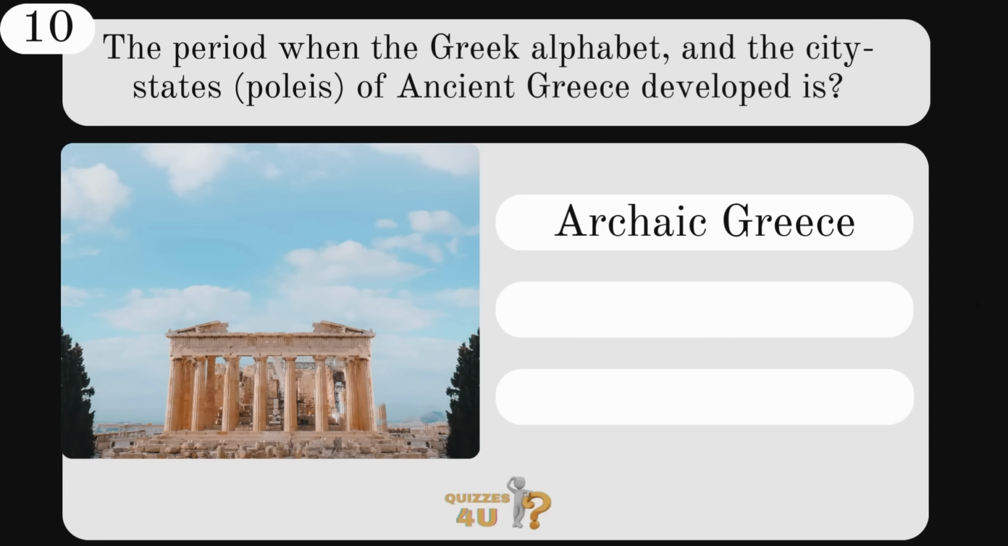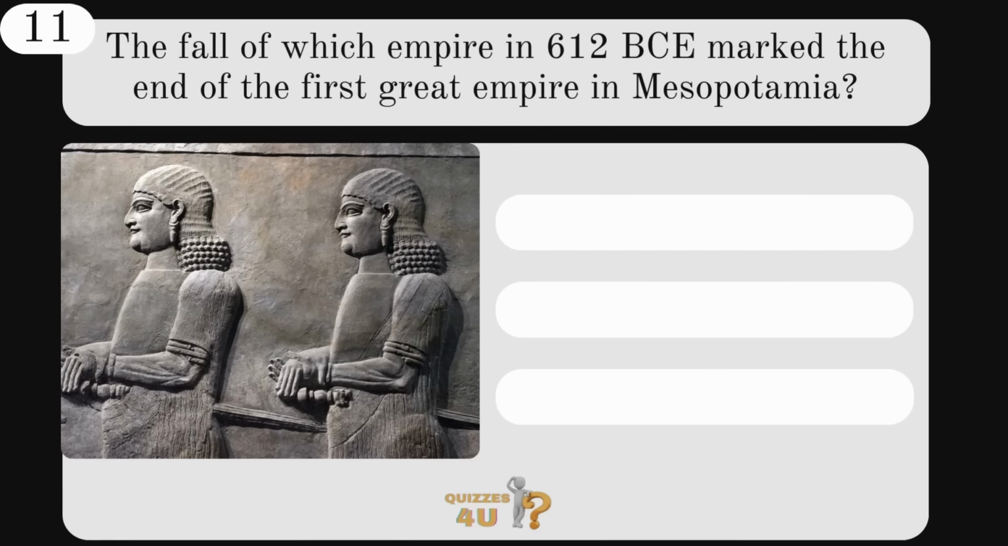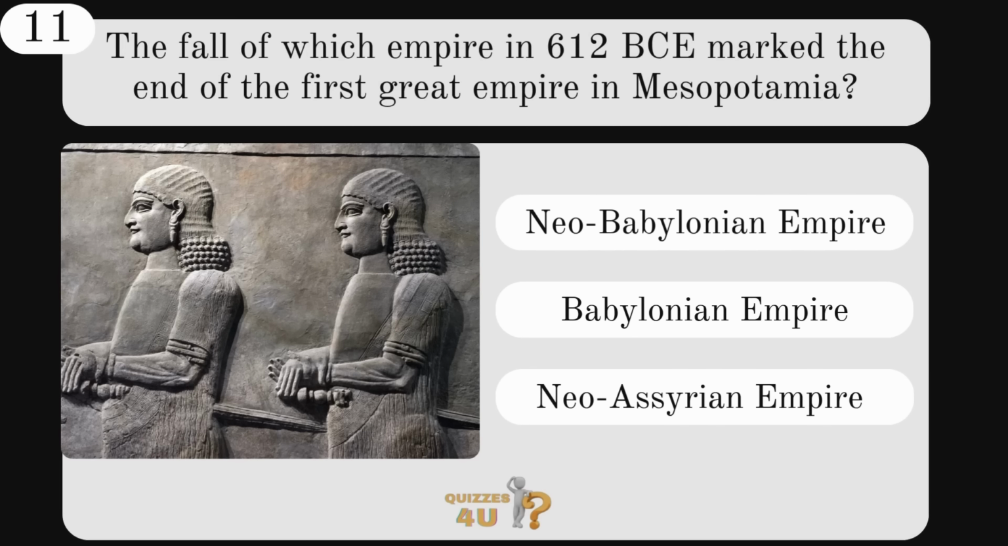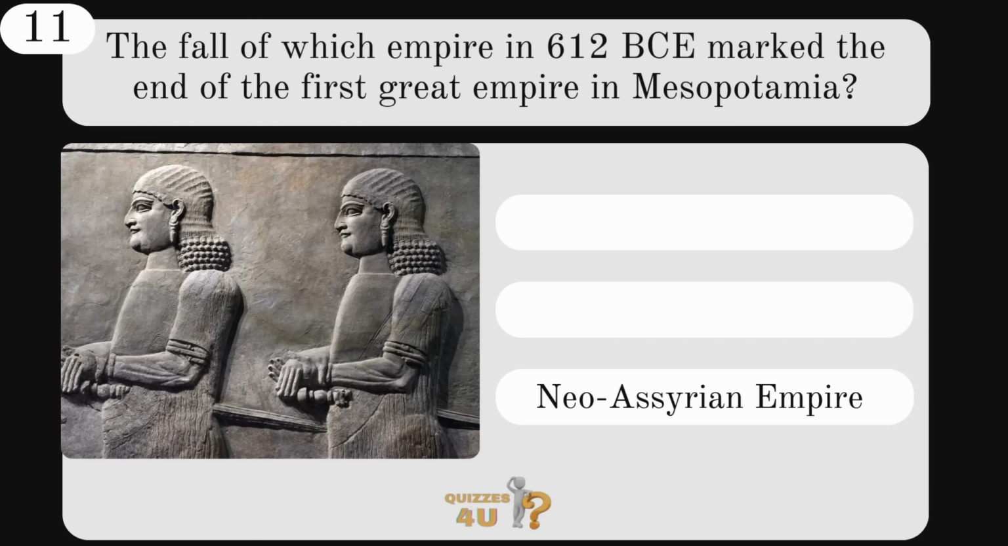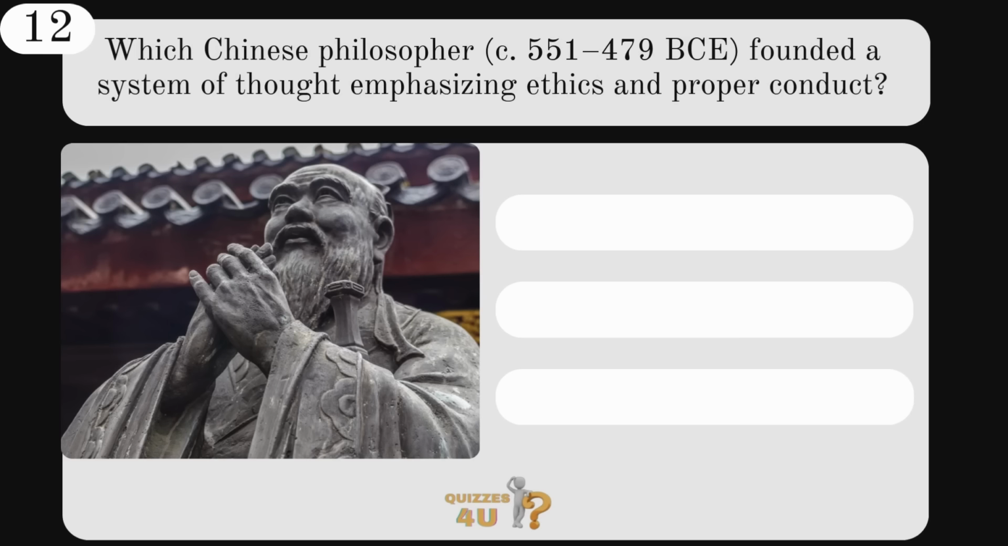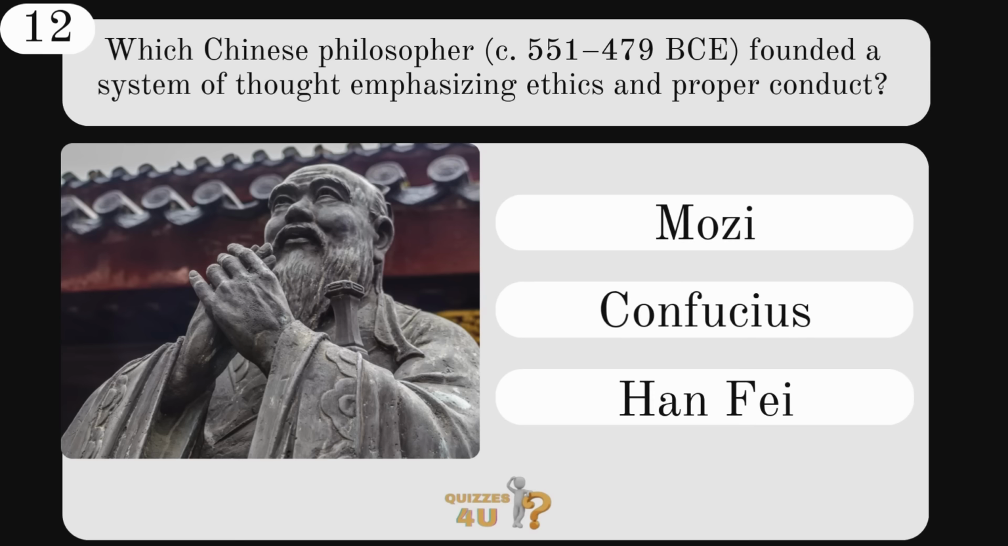That is Archaic Greece. The fall of which empire in 612 BCE marked the end of the first great empire in Mesopotamia? Neo-Babylonian, Babylonian, or Neo-Assyrian Empire? The answer, Neo-Assyrian. Which Chinese philosopher founded a system of thought emphasizing ethics and proper conduct? Mozi, Confucius, or Han Fei?